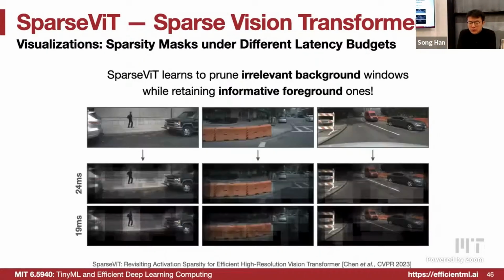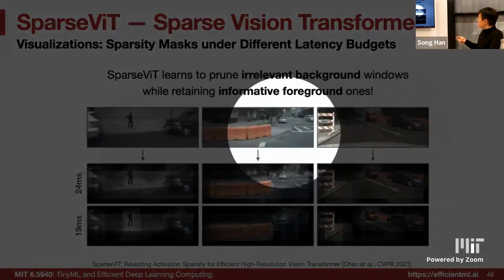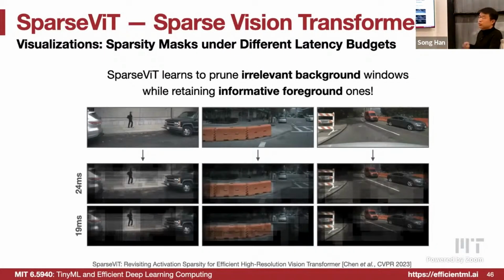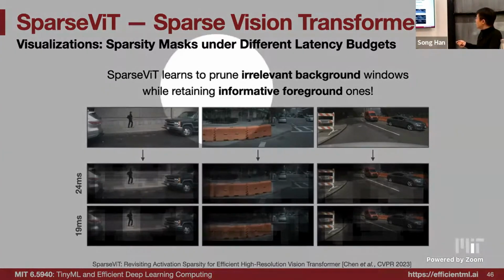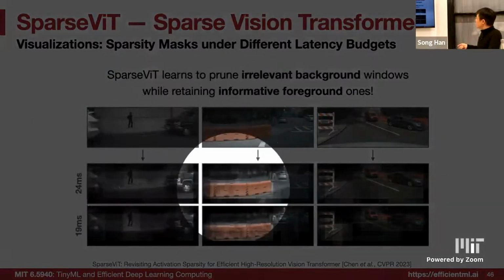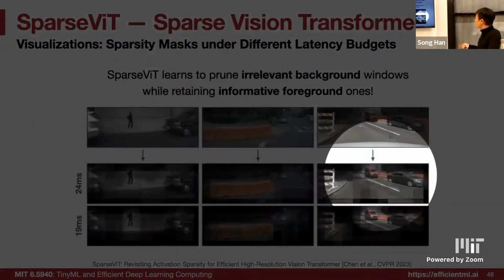And let's visualize the sparsity mask. What kind of mask did we learn in this case? Given these are 3 frames in a driving scenario, Sparse ViT tries to prune those irrelevant background. For example, this is the 24 millisecond layer model. They focus on those foreground rather than the background.